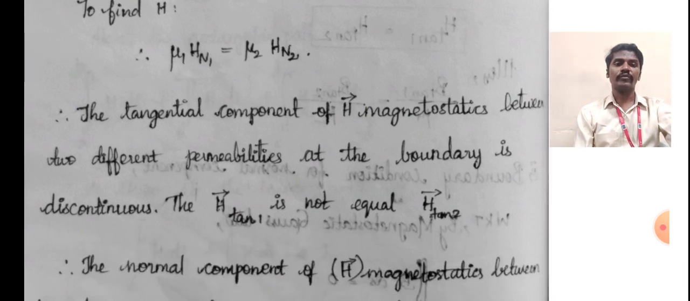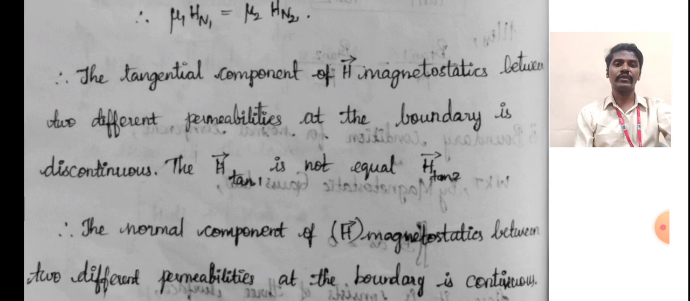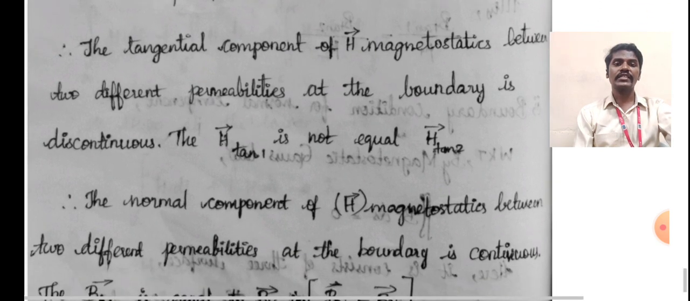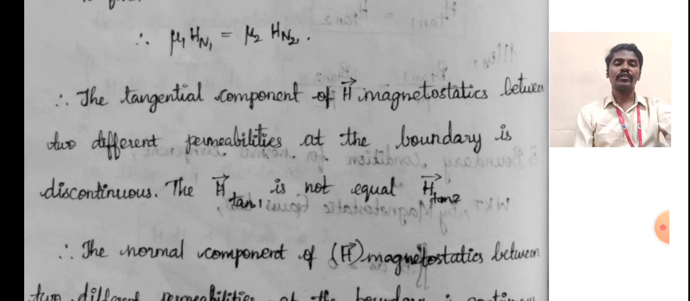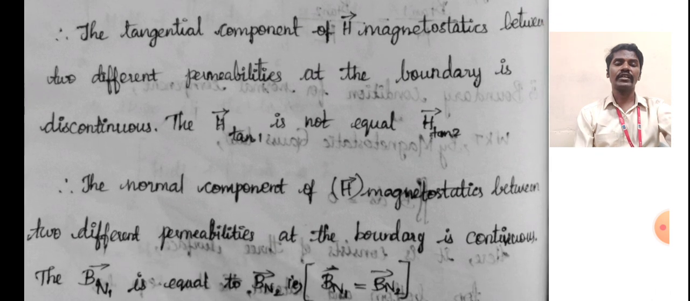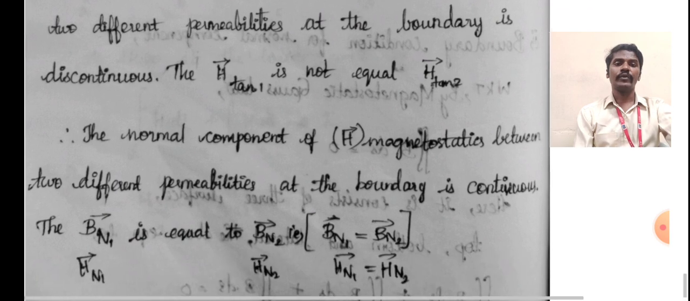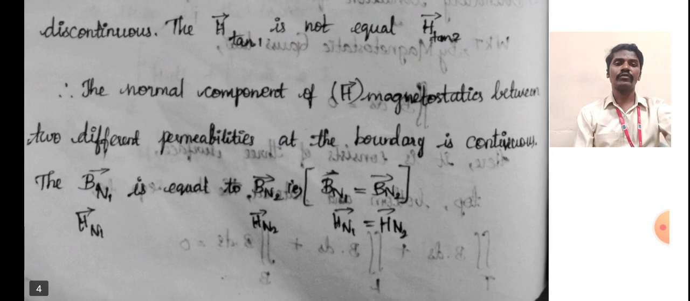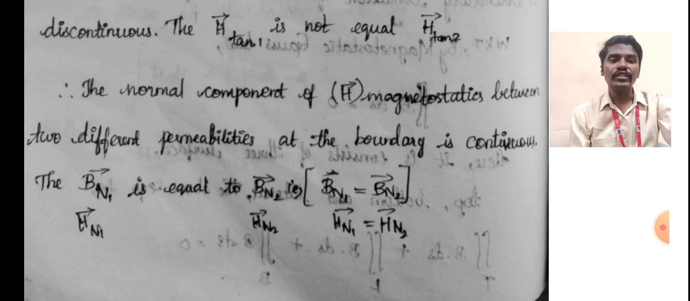The tangential component of the magnetostatic H vector between two different permeabilities at the boundary is discontinuous, and therefore H tan 1 is not equal to H tan 2. The normal component between two different permeabilities at the boundary is continuous. That is the only difference between these two things.